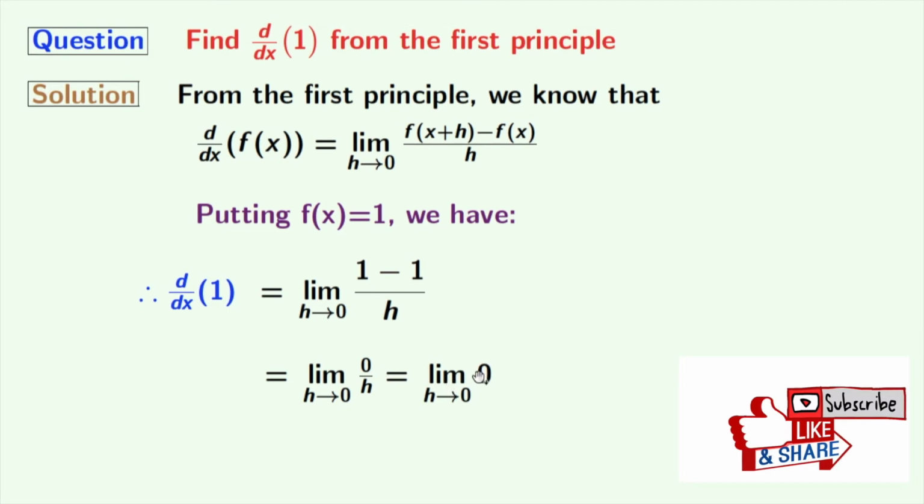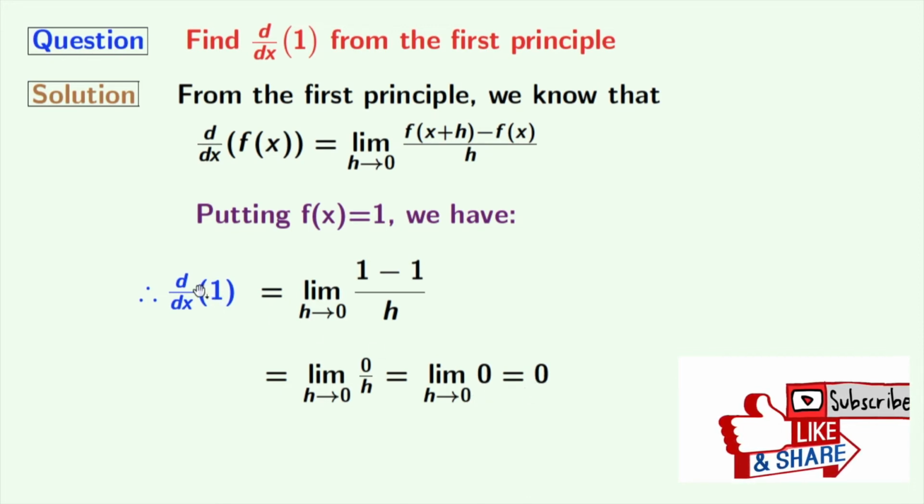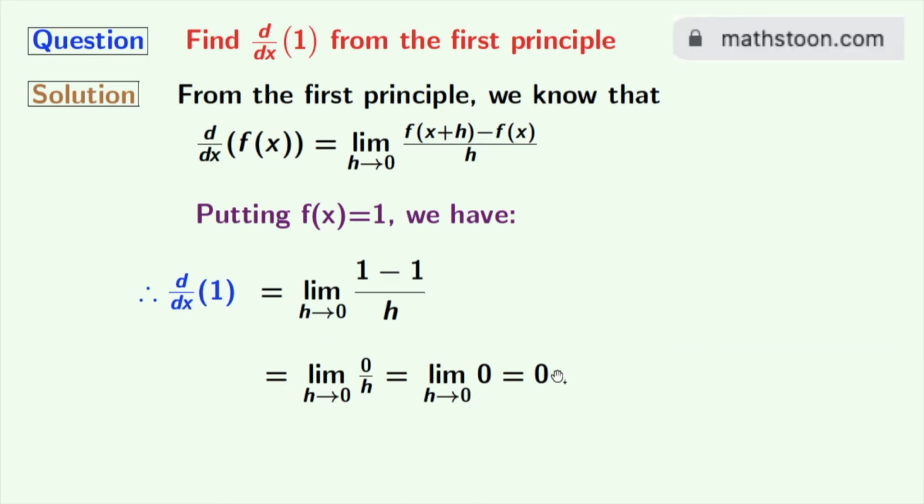Now we know that the limit of 0 when h tends to 0 is 0. So the derivative of 1 is equal to 0.